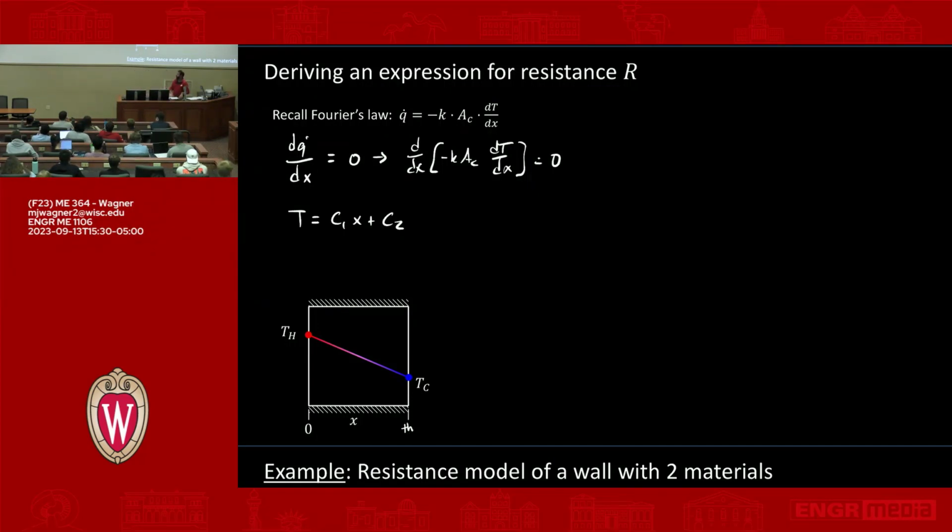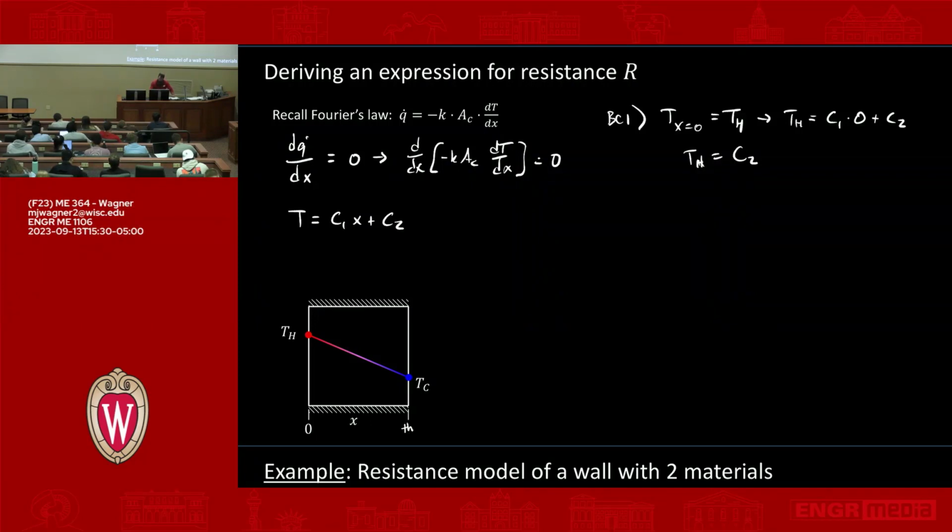Now we have our general expression, so let's enforce the boundary conditions, and then you'll see where the resistance comes in. Boundary condition 1: T at x equals 0 is equal to T_H. That's just stating what is going to be enforced. To enforce it, T_H is equal to C1 times 0 plus C2. Solving that gives us T_H is C2. Easy enough.